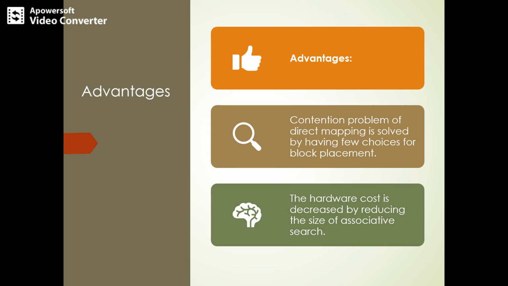The hardware cost is decreased by reducing the size of the associative search. In set associative mapping, there will be around 64 searches at maximum, but in associative mapping there will be around 128 searches. Therefore, the hardware cost of set associative mapping is decreased by reducing the size of the associative search.